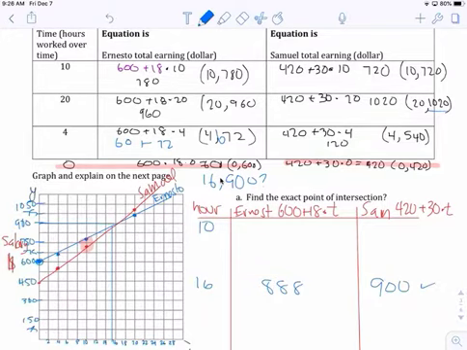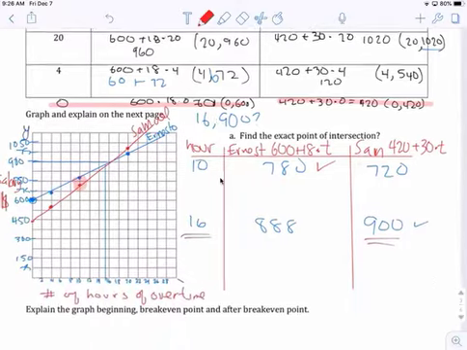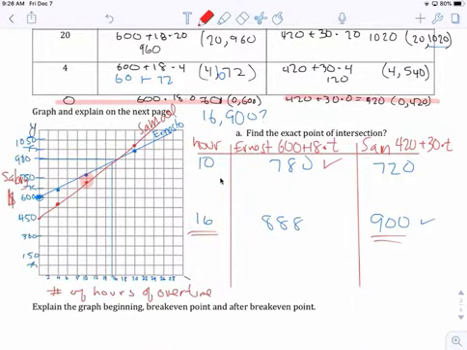At 10, Ernesto made 780, and Samuel is 720. Okay, at 10, oh, look at this. At 10, Ernesto made more. So it switched at 16. So if I guessed anything more than 16, I'm going to be wrong. My guess is somewhere between 10 and 16, the number I guessed. So I'm going to put 16 at the very bottom.